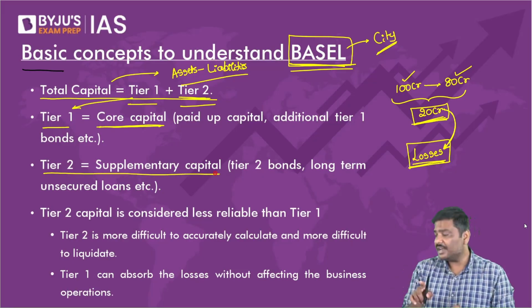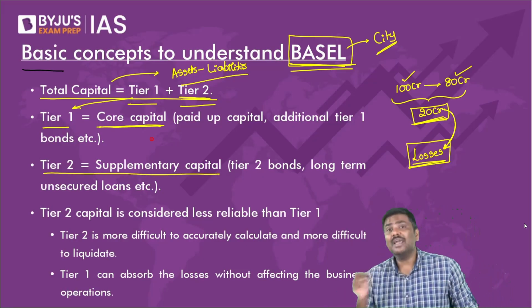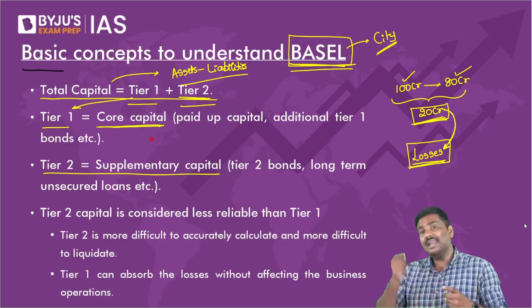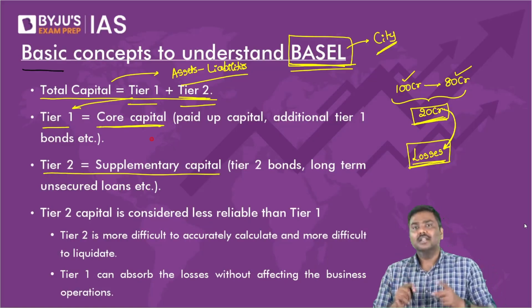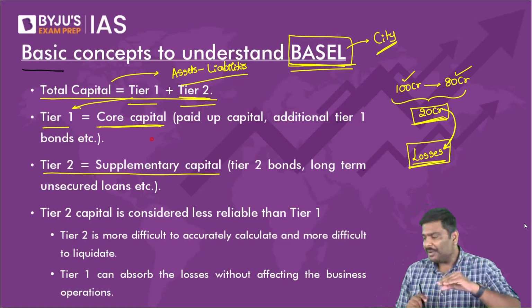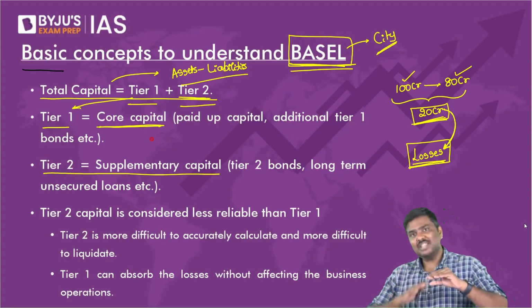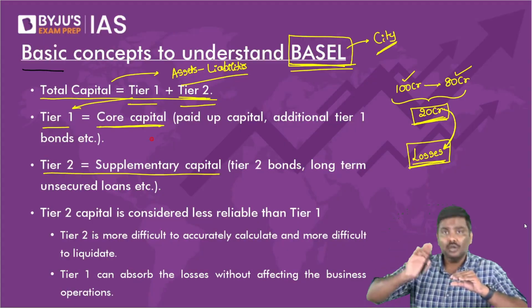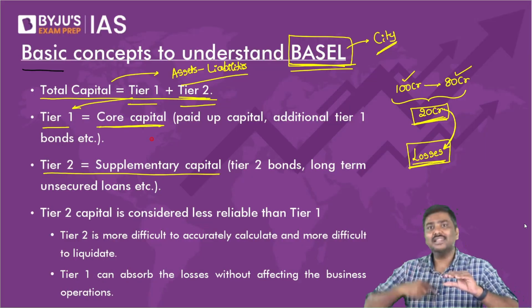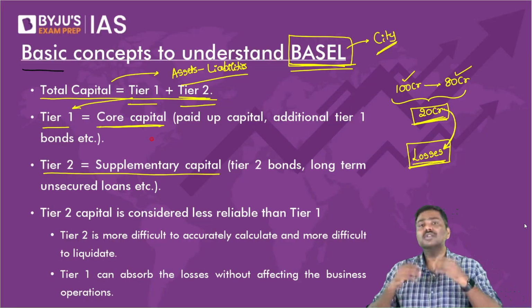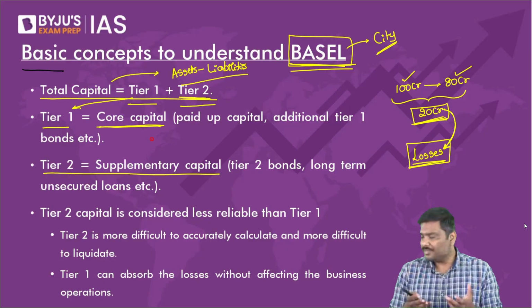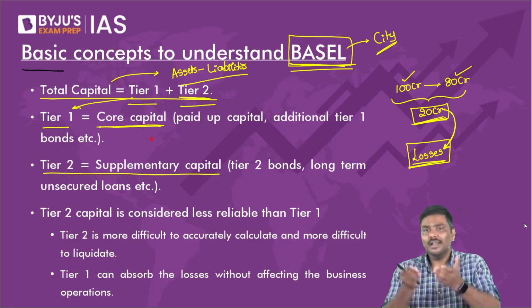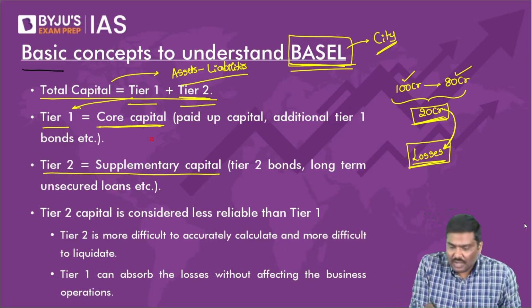I'll repeat the statement. And none of you are replying, by the way. If you do not reply, I'll assume you are understanding it. I'll repeat it. Core capital can absorb the losses much more easily compared to the tier 2 capital, that is supplementary capital. Sir, how? How is that possible? Can you give an example? Let's start. So have a look at this.